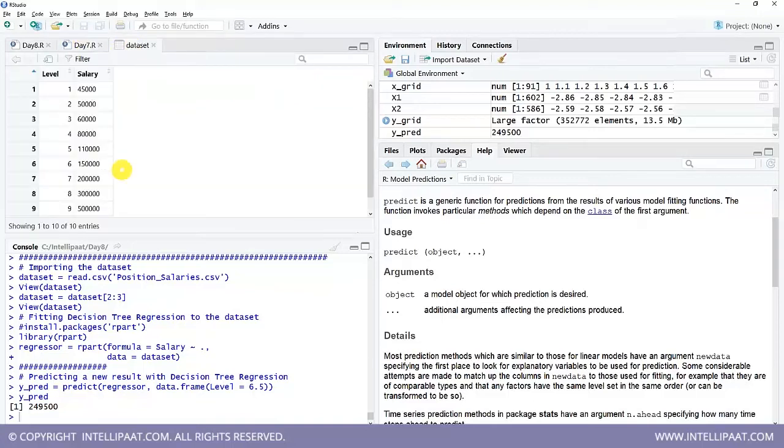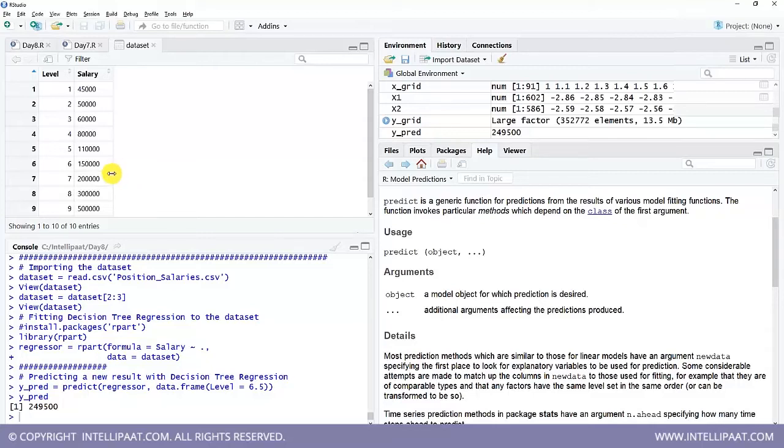Let's go to the data set. We predicted for a level between 6 and 7, that is 6.5, and the salary prediction that we got was 249.5K. Does it sound reasonable? When level 6 is 150 and level 7 is 200K, does a prediction of 249.5K for level 6.5 seem reasonable or not? To me, it looks not reasonable.